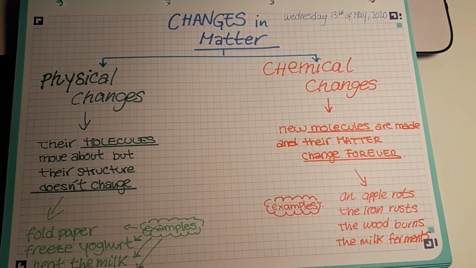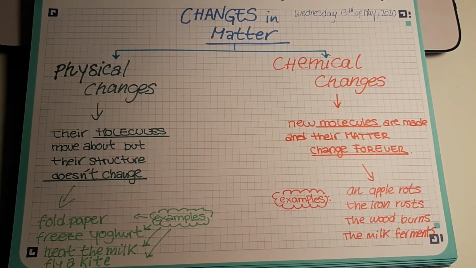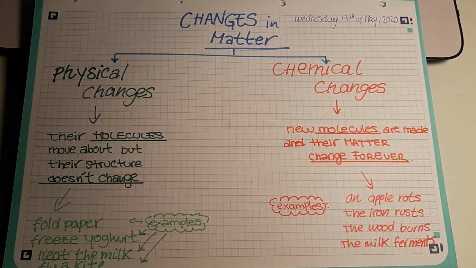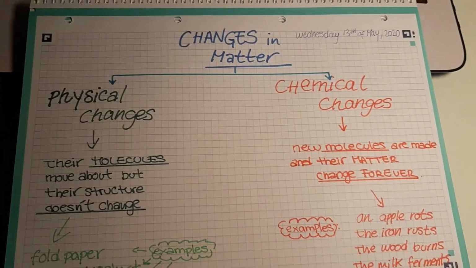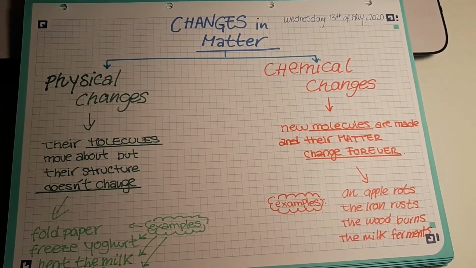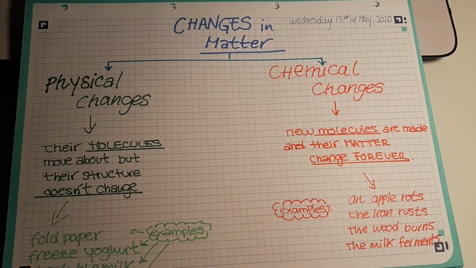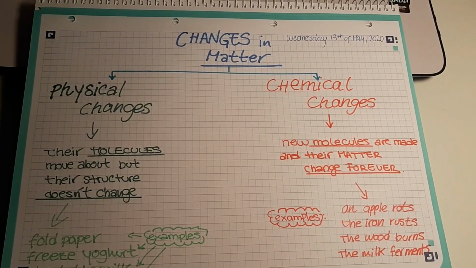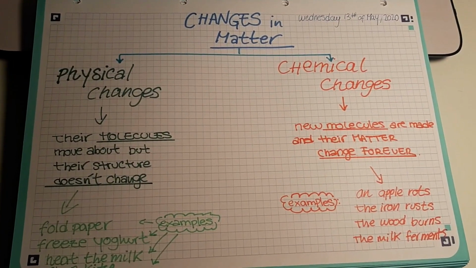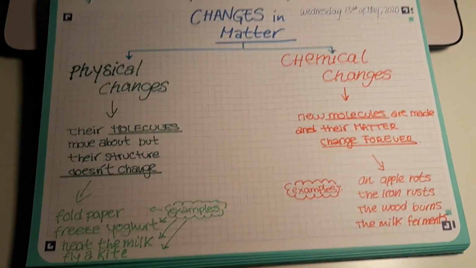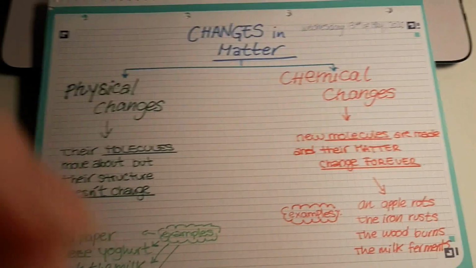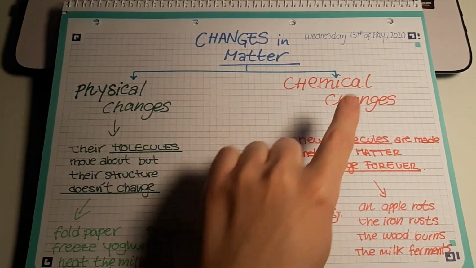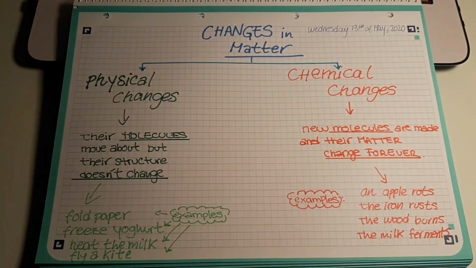Good morning, everyone. We are going to learn about the last part of the unit of matter. And today is Wednesday, 13th of May, 2020, and we are going to study changes in matter. There are two types of changes: physical changes and chemical changes.